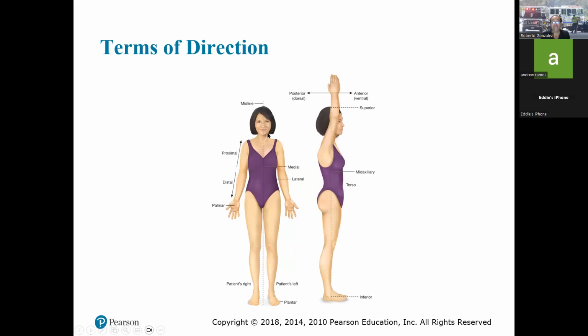Terms of direction, of course: to the top would be superior, to the bottom would be inferior, to the front would be anterior, and to the back would be posterior. Now, we also have a couple of different terms when we're dealing with the front and back. We have dorsal, which basically means the back. What would you describe the front? Dorsal and?